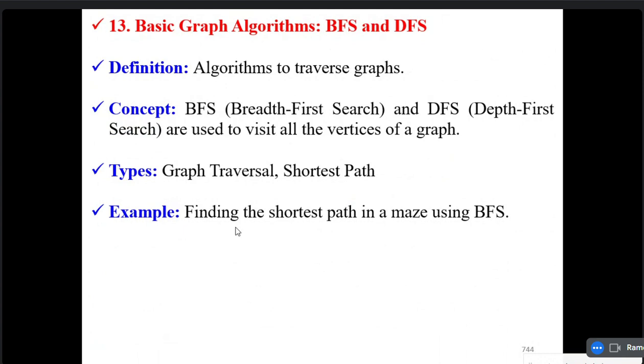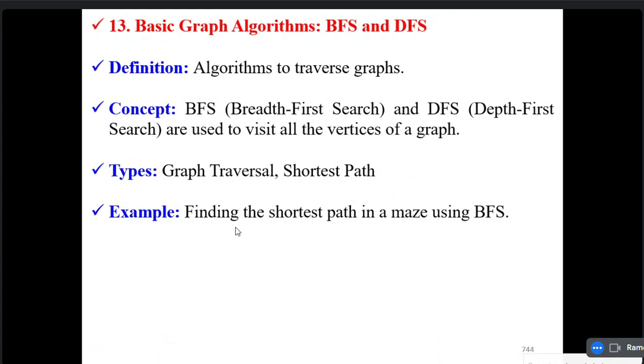Then basic graph algorithms like DFS and BFS. These two algorithms are traversal algorithms. BFS is breadth first search. It uses the queue principle, first in, first out. And depth first search uses the stack principle.